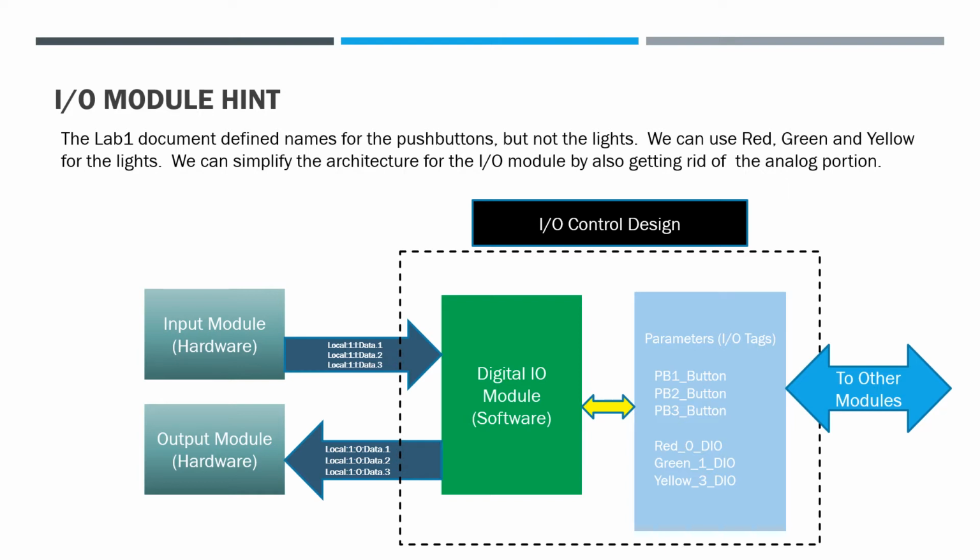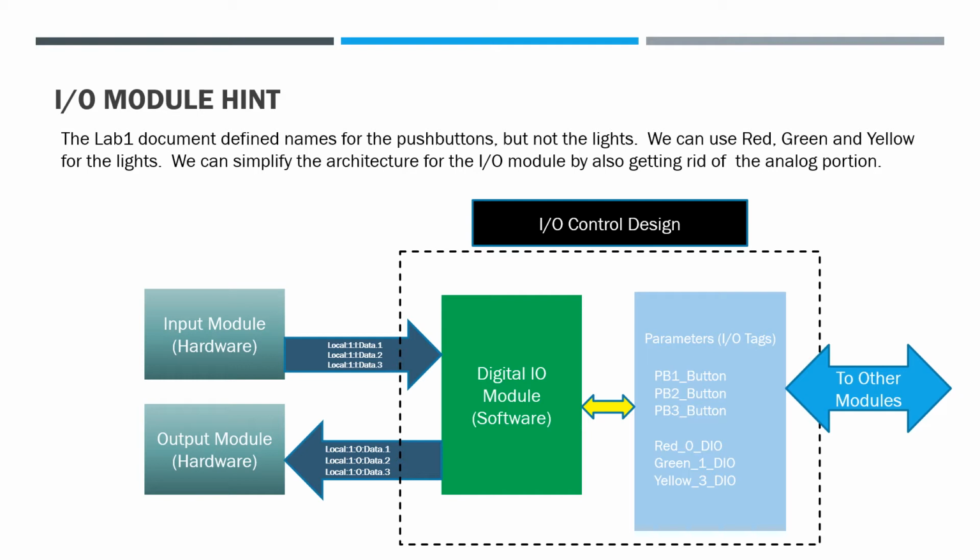But straightforward, here's the architecture for the I/O control. No, there's no analog part to it, but there is another push button as well as another light that's being added to this. And although the lab doesn't actually call out red or green lights or any colors, we're just going to go ahead and use red, green, and yellow, because there's the one routine where there's a single blinking light.